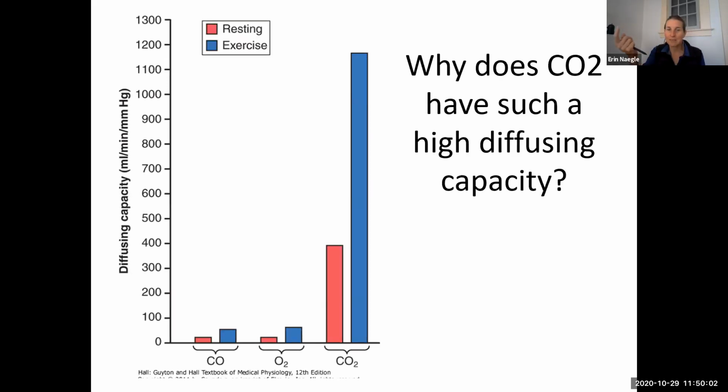Which also explains this graph, when we look at the diffusing capacity of CO, which is carbon monoxide, and oxygen to carbon dioxide. Carbon dioxide is much more soluble in water, which is why it has greater diffusing capacity.